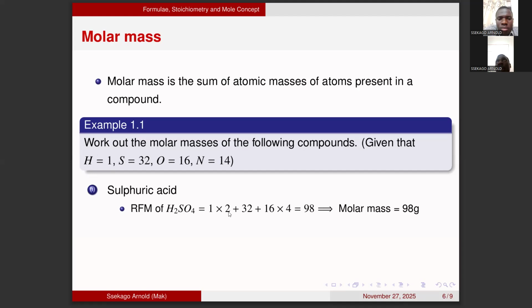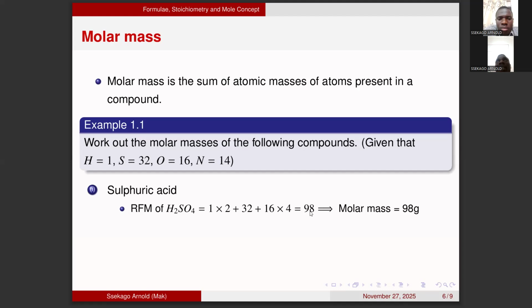So we shall have 1 times 2. This 1 is for hydrogen, and the 2 comes from there being 2 hydrogens, but each is 1. Then capital S is 32, from the information given in the bracket. Then capital O is 16, but there are 4 of them, so we multiply by 4. Summing all these together, we get 98. RFM means relative formula mass, and it is 98.